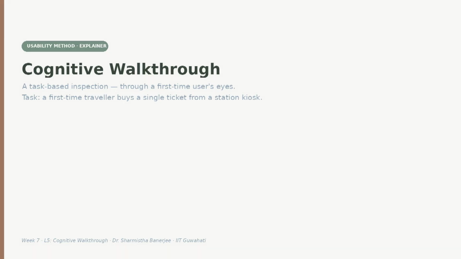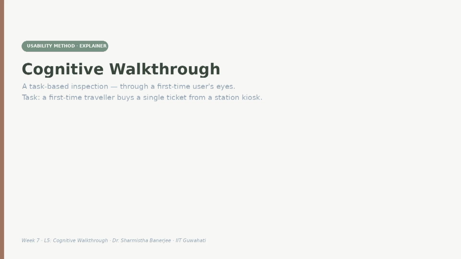This is a cognitive walkthrough, a task-based inspection method that views an interface through a first-time user's eyes. Instead of testing with users, evaluators step through a single task, action by action, exactly as a new user would, and judge whether each step is learnable by exploration alone. Our task: a first-time traveler buying a single ticket from a station kiosk.